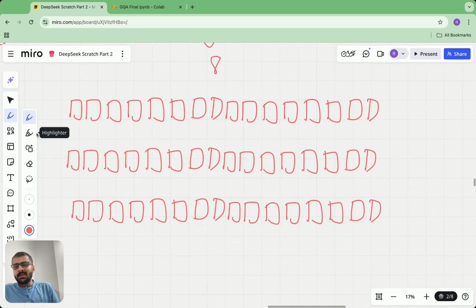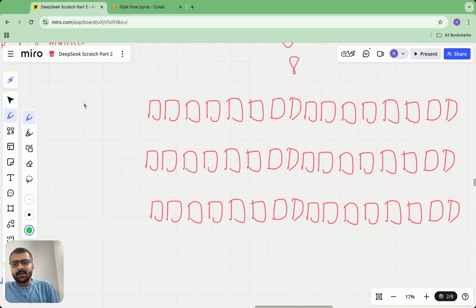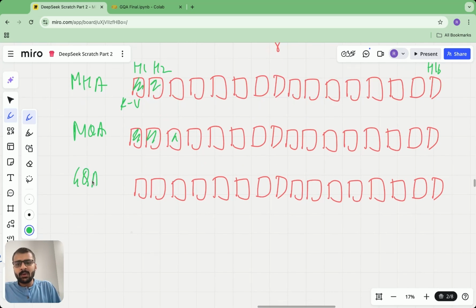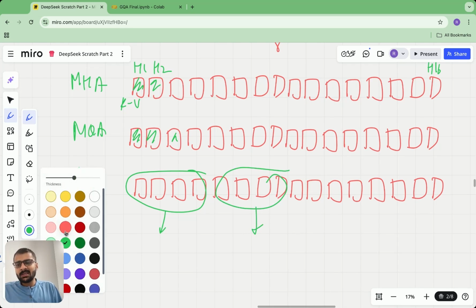Okay, let's start with multi-head attention. Let's say this is head 1, head 2, and this is head number 16. In multi-head attention, all these heads will have different keys and values. There won't be anything common. In multi-query attention, all these heads, head 1, head 2, head 3, will have the same values. But in grouped query attention, we'll create groups. This group will have one value, this group will have another value, etc.